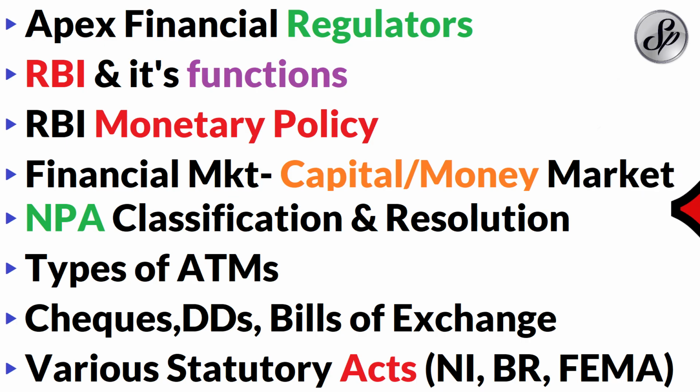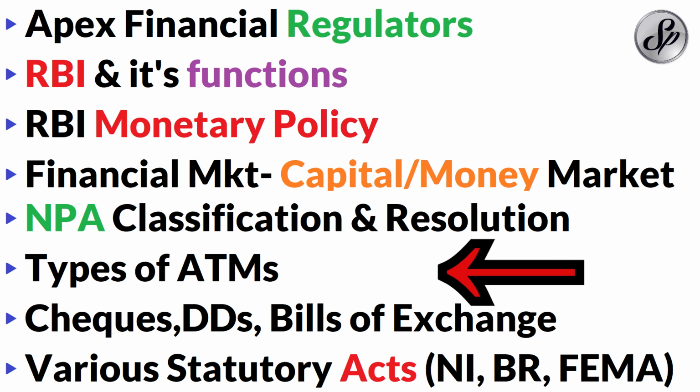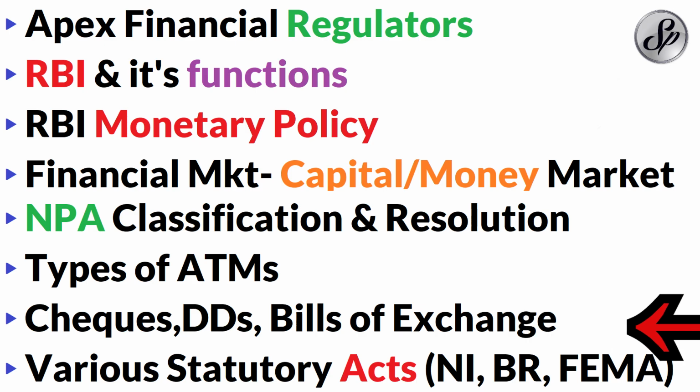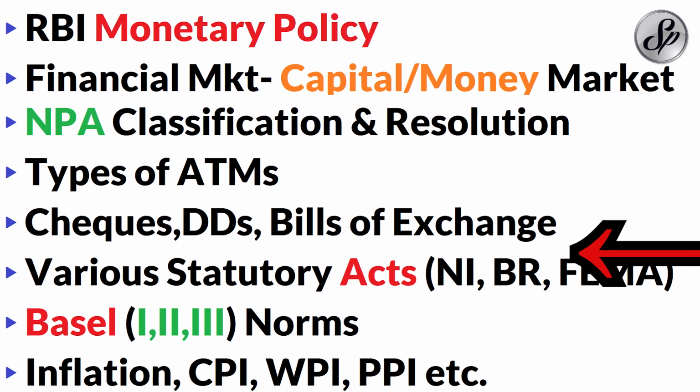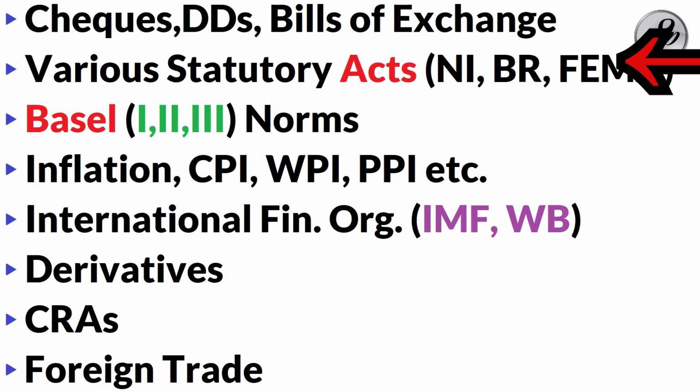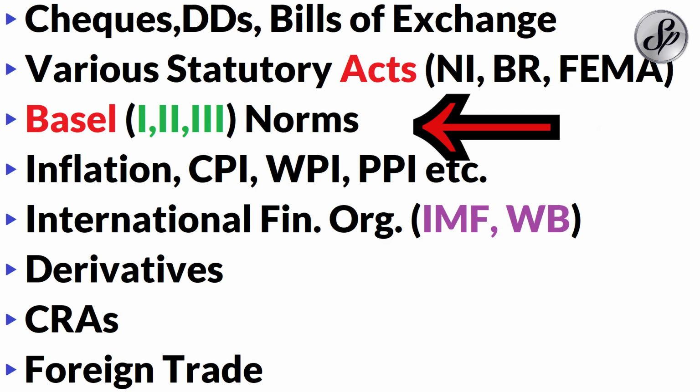Then we get into NPA classification and resolutions, the IBC, the SARFAESI Act, Lok Adalats, etc. Then the types of ATMs, cheques, demand drafts, bills of exchange, the various statutory acts. So the NI Act is very important. You also have the Banking Regulation Act, the Foreign Exchange Management Act, etc. Then you have the Basel norms. So Basel 1, 2 and 3 all are very important, especially the Basel 3 norms.